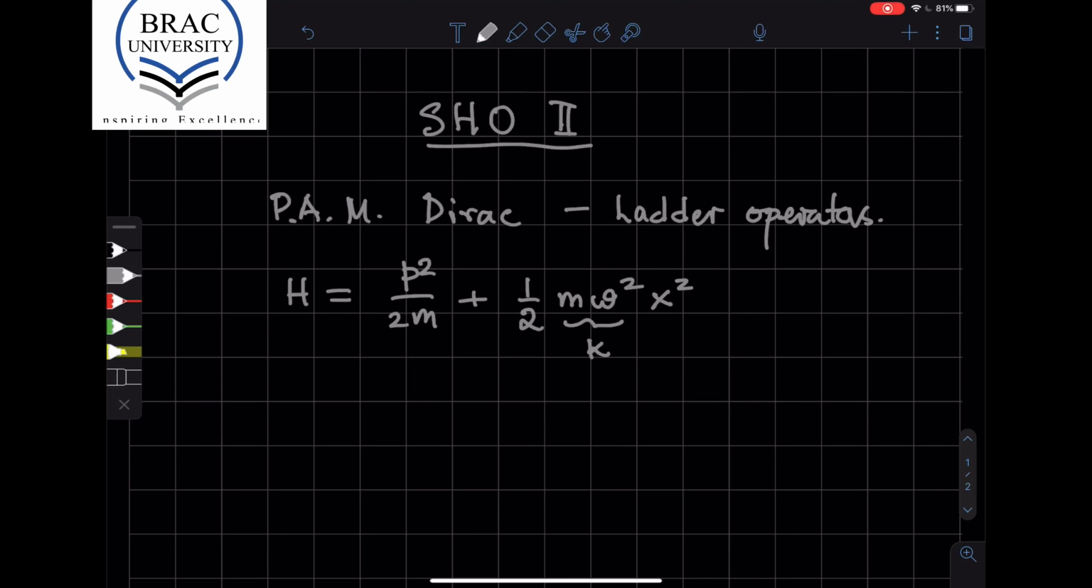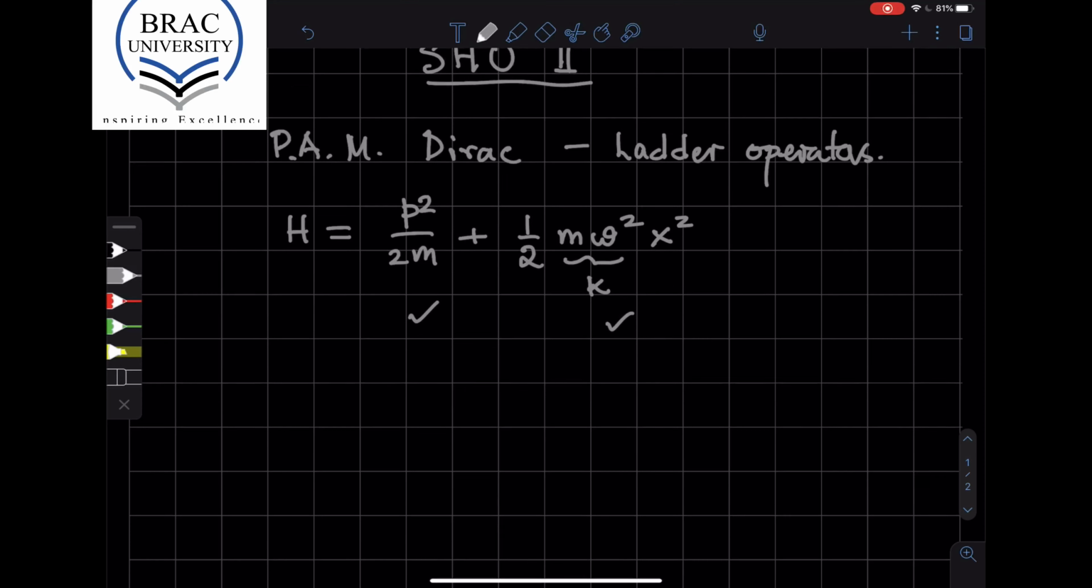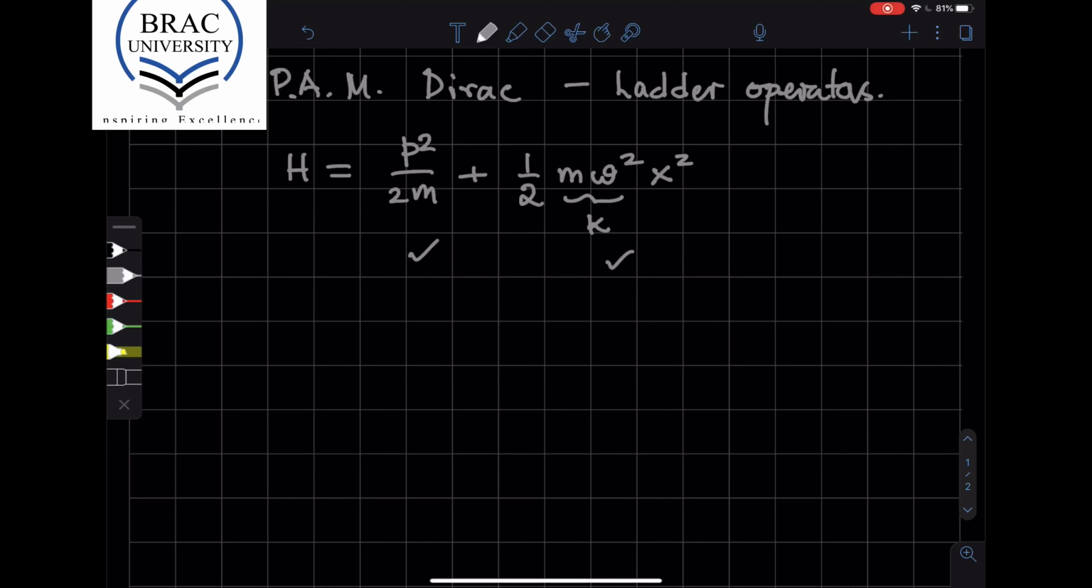The form of this Hamiltonian is a quadratic form. Both terms, this term and this term, are quadratic. That means that this is actually a positive definite Hamiltonian. What does that mean? For an operator to be positive definite, it means that if you take the expectation value of that operator, then that becomes a number. That number will be either 0 or greater than 0.